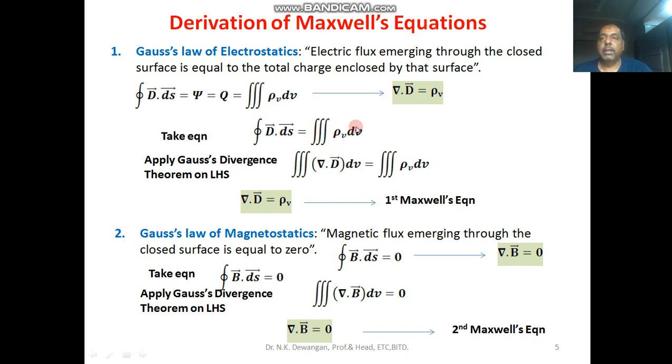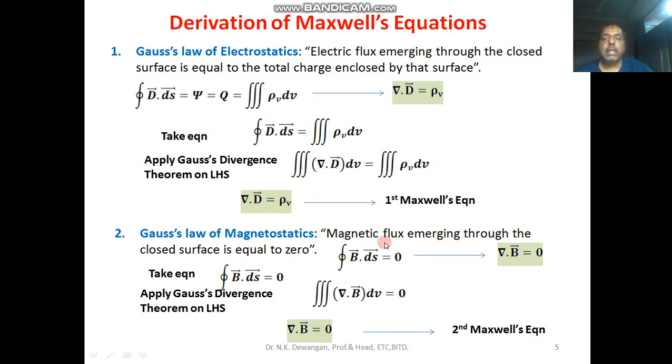Derivation of Maxwell's equations. The first Maxwell equation is divergence D is equal to rho v. How is it derived? We start from Gauss law of electrostatics. First we write it in integral form. Then we apply the divergence theorem. This closed surface integration can be converted into a triple volume integration using Gauss divergence theorem, so you get the triple integration of divergence D dv, equal to the right hand side, the triple integration of volume charge density. When you compare the left and right hand sides, you see that divergence D is equal to rho v. This is the first Maxwell equation in differential form.